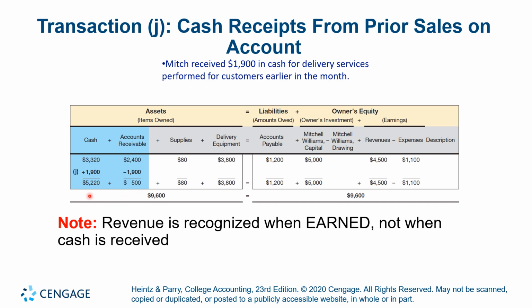And then over here, my cash is going to increase by $1,900. So my new cash total is $5,220. And then when I add them up, they balance out.